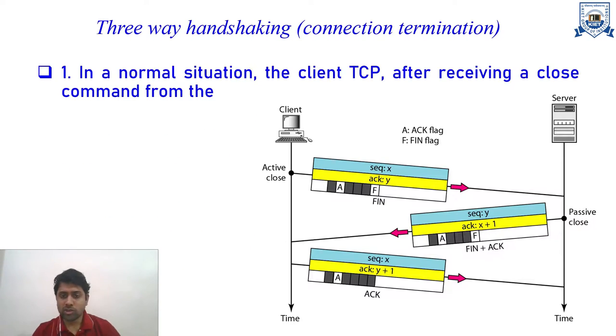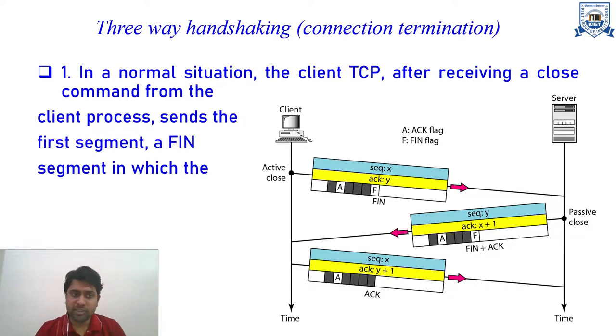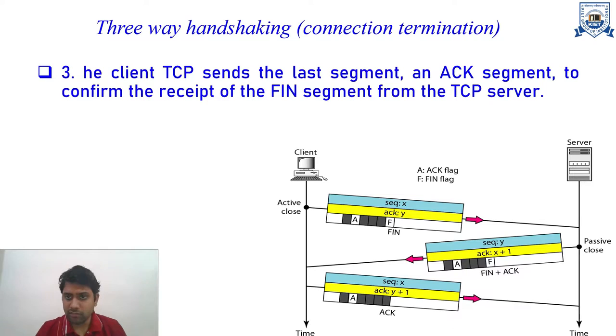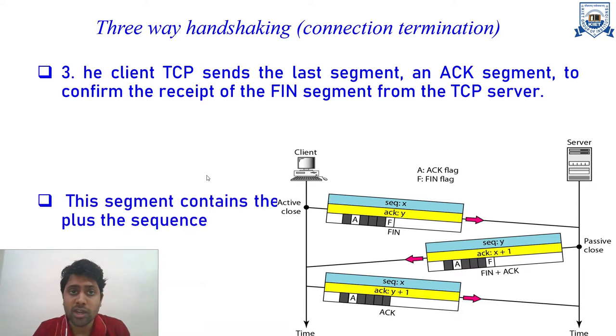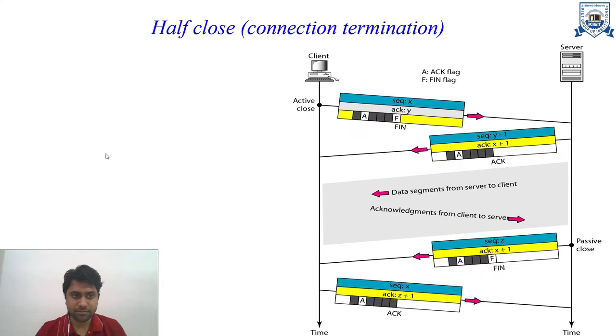In a normal situation, the first phase is that after receiving a close command from the client process, the client sends the first segment, the FIN segment, in which the FIN flag is set. The second phase is when the server is also ready, so it will send the FIN plus acknowledgement segment to confirm the receipt. Then in the third phase, the client needs to just acknowledge the receipt of the FIN segment from the TCP server. The segment contains the acknowledgement number, which is 1 plus the sequence.